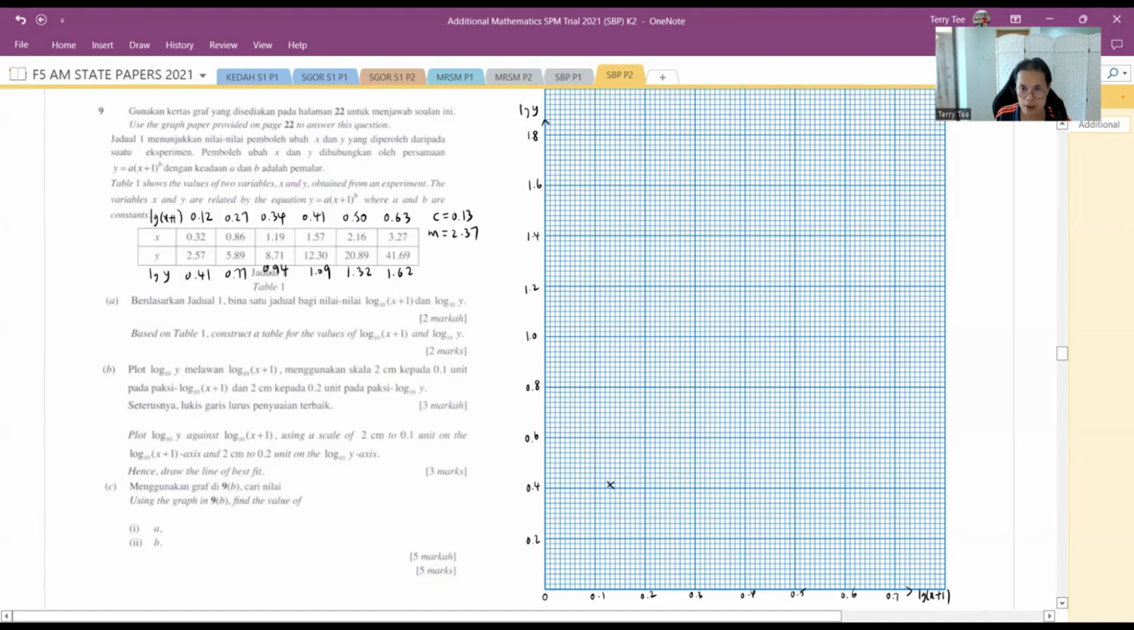Next one, 0.27, 0.77. This is 0.78, so 0.77 is between 0.76 and 0.78, in between, and 0.2 is here, the vertical. Next one, 0.34 and 0.94. 0.94 should be here, 0.34 is here. You have to see.